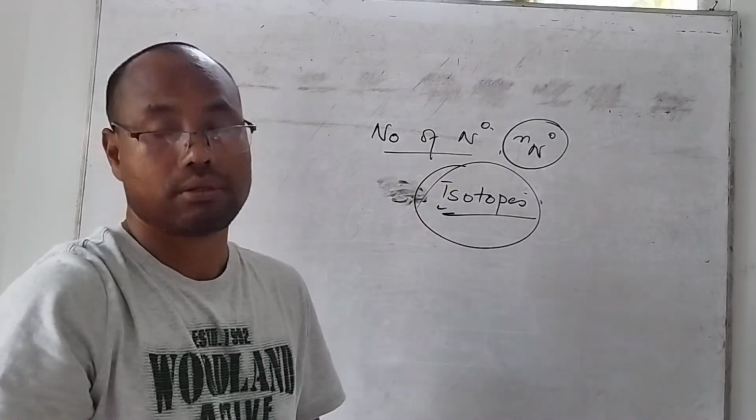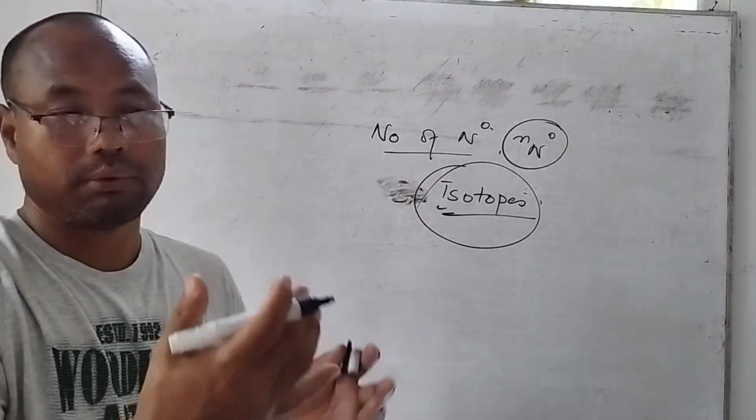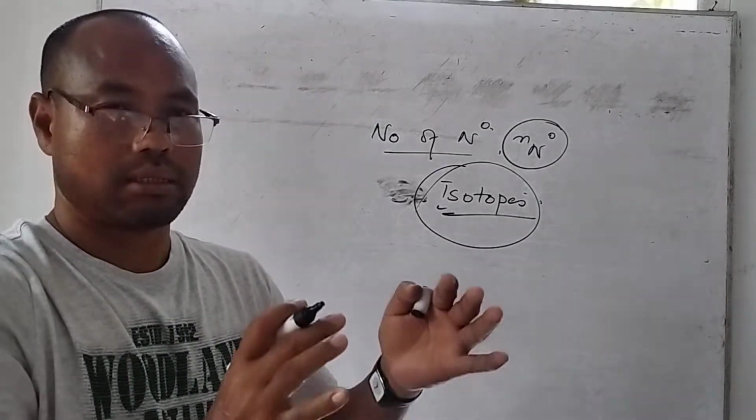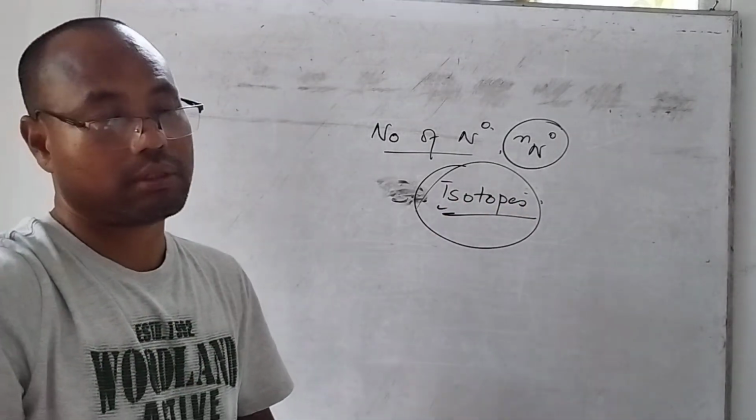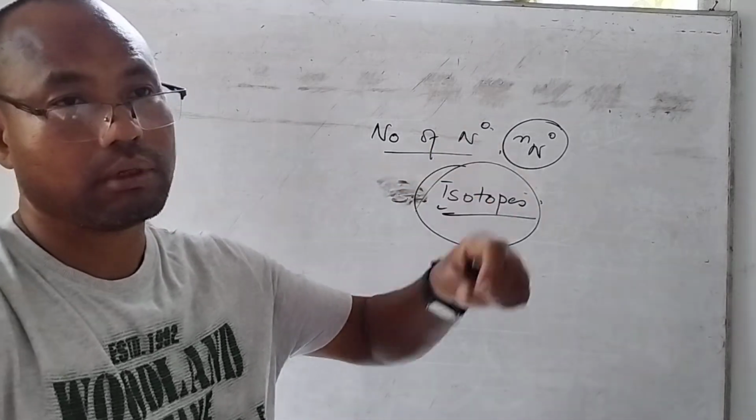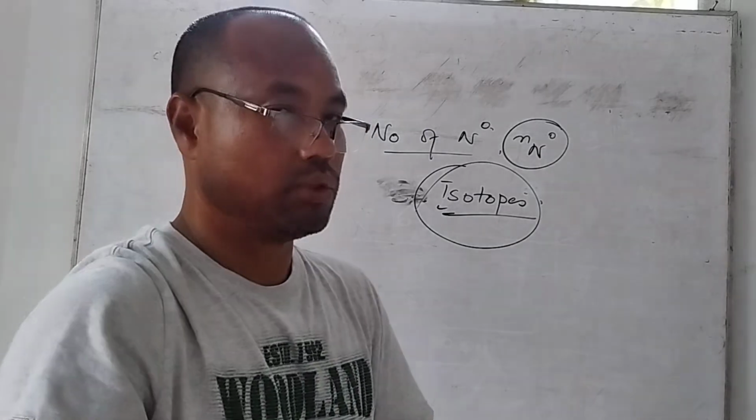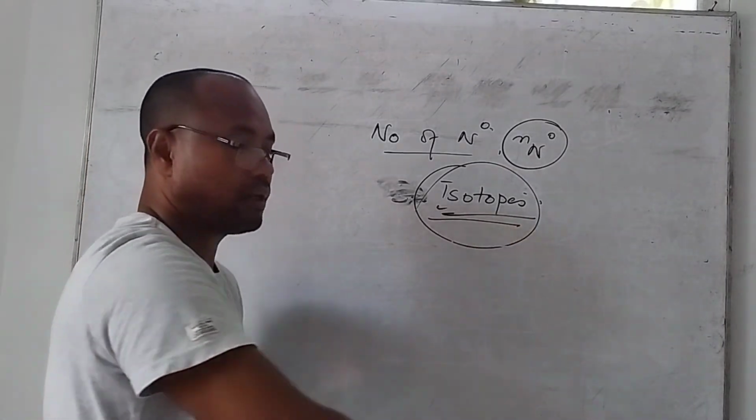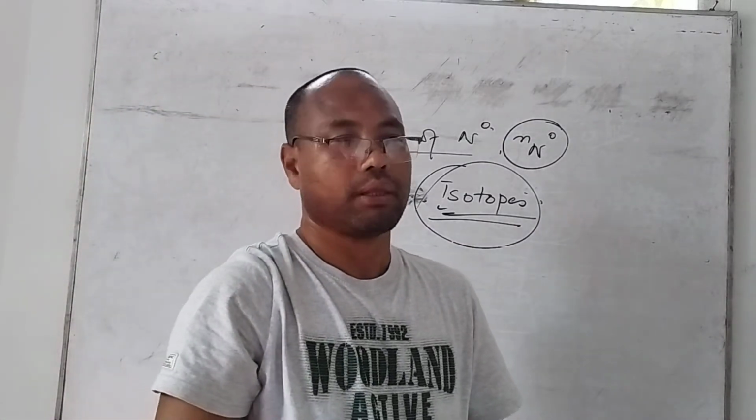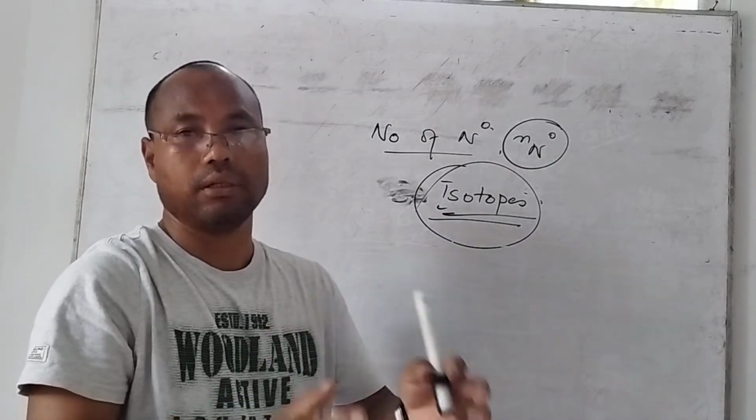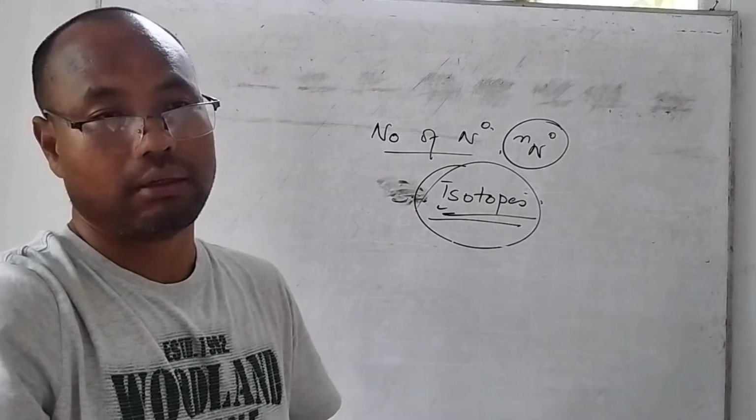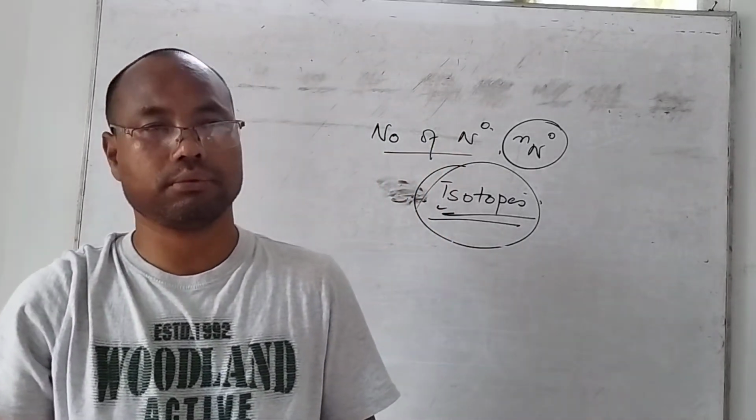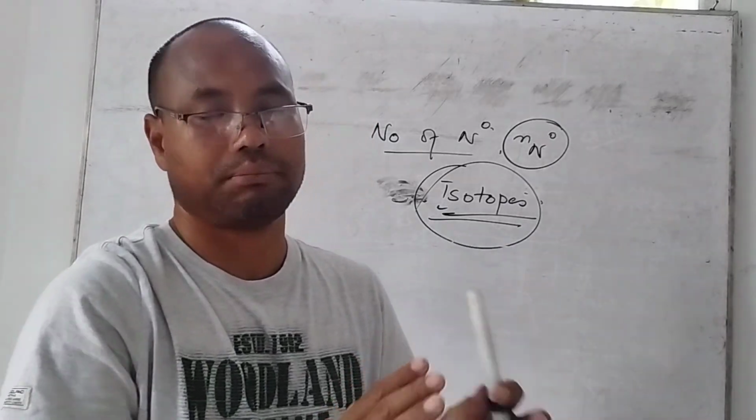I repeat, what do you mean by isotope? Isotope is a property of an element. What type of property? Different atoms of the same element having the same atomic number. Same atomic number means the same number of protons present in the nucleus, but a different number of neutrons. Don't forget, that property of elements we call isotopes. One more idea I share with you: different isotopes of an element have different chemical properties. I remind you again, different isotopes of an element have different chemical properties, right?